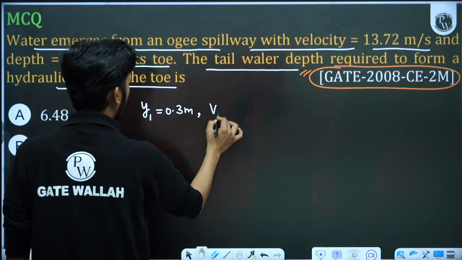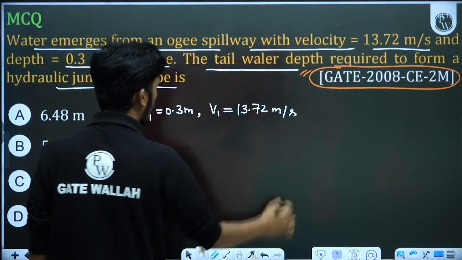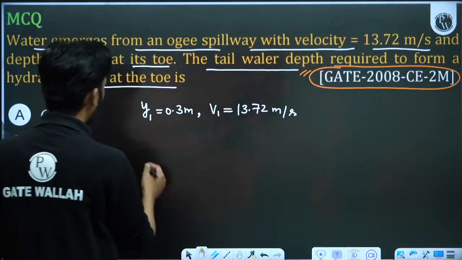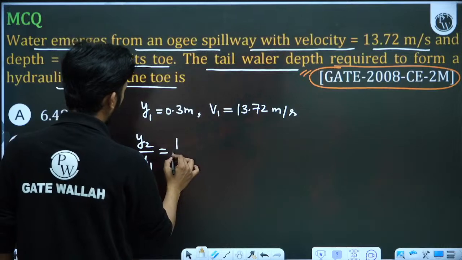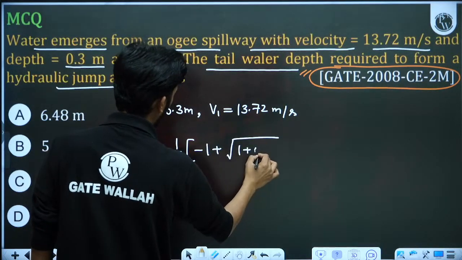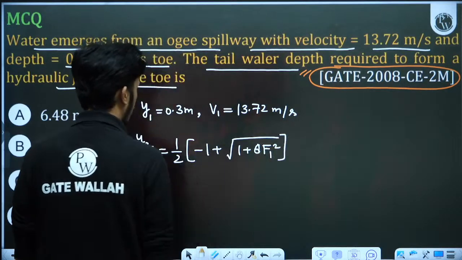And they have also given you the value of v1, 13.72. Using these two things, you can calculate the Froude number f1. And when you have got the Froude number f1, from this formula, y2 by y1 is equal to 1 by 2 into minus 1 plus under root 1 plus 8 f1 square, you can calculate the y2 value.